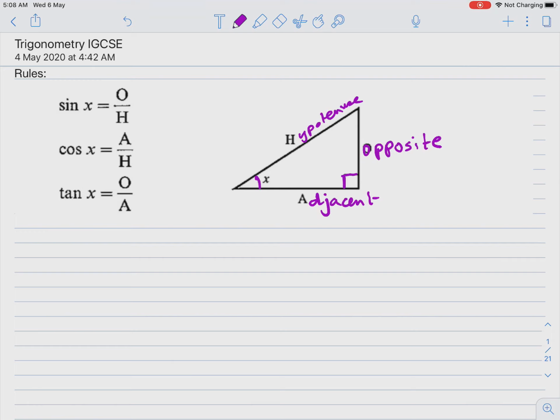Now, sine x is equal to opposite over hypotenuse, O over H. Cosine x is equal to adjacent over hypotenuse. So the length of the adjacent divided by the length of the hypotenuse. And the tan of angle x is.